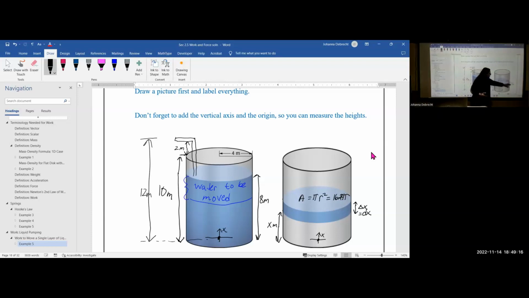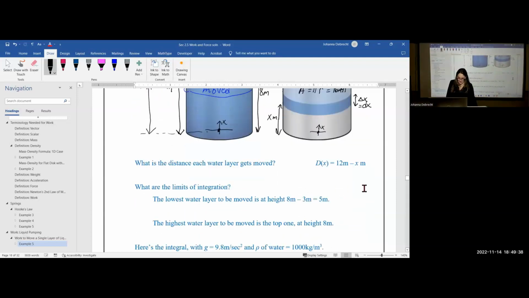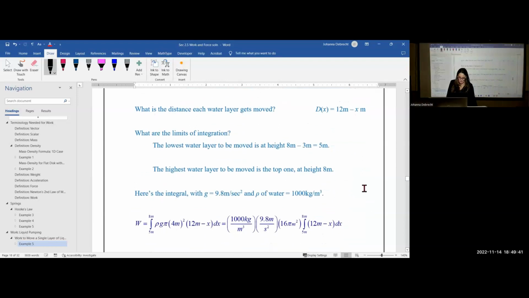Now the width of the layer is going to be delta x or dx because I'm calling the vertical axis x. If you call it y, you'd be using dx or delta y. So the volume of the water slice is 16 square meters times pi times dx. That's the volume of one slice. Then I'm going to take my one slice and multiply it by rho, which is the density of water, and that will give me the mass. And then I'll take the mass and multiply by gravity, and that will give me the force.